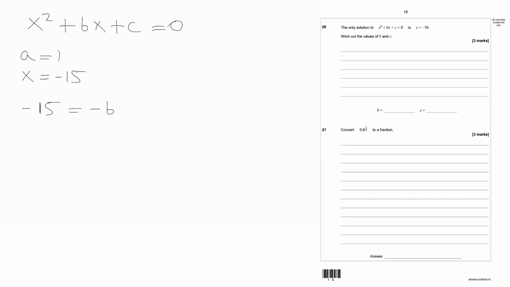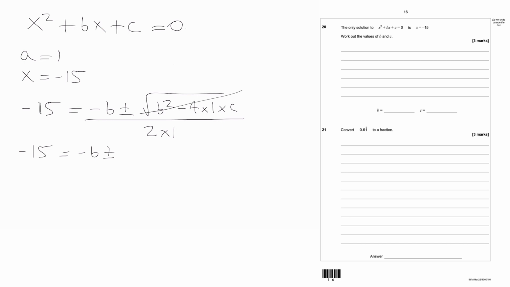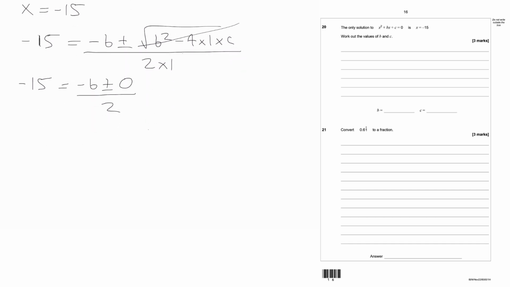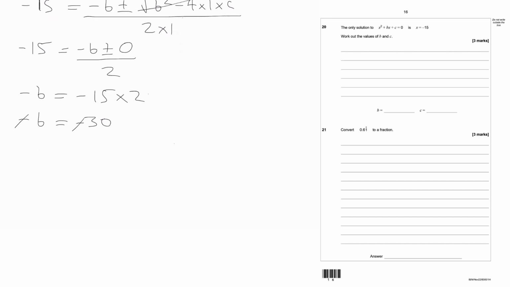So if we write this out, we have minus b plus or minus the square root of b squared minus 4 times 1 times c. But we know that we can just cross this out because we know that this is going to equal 0 because there's only one solution. So what we're left with is minus b plus or minus 0 over 2. So minus b over 2. In this case, this means that minus 15 equals minus b over 2. So we have minus b is equal to minus 15 times 2 if we carry the 2 across. So we have minus b equals minus 30, and therefore b equals 30.